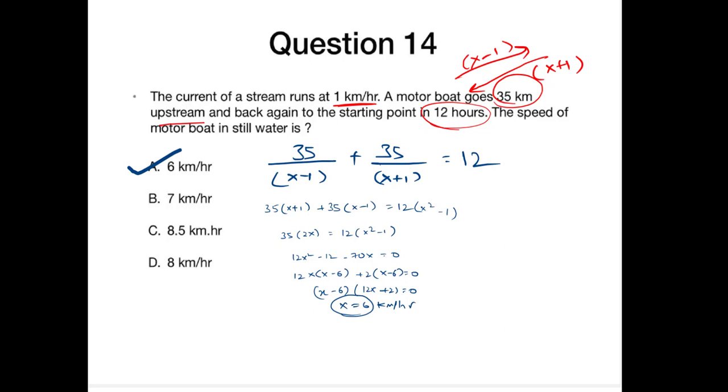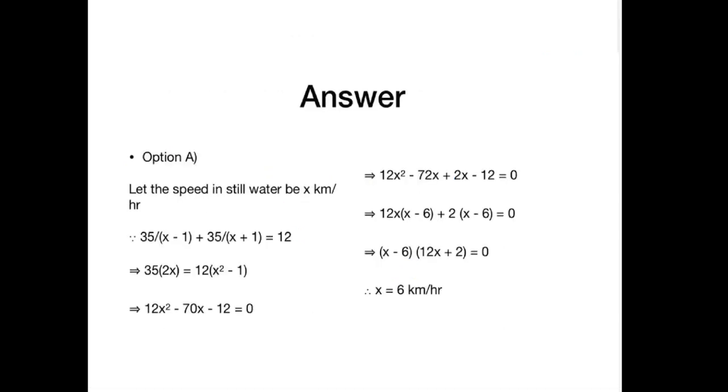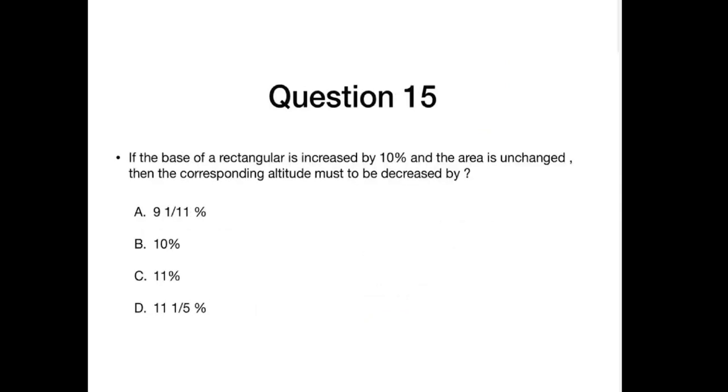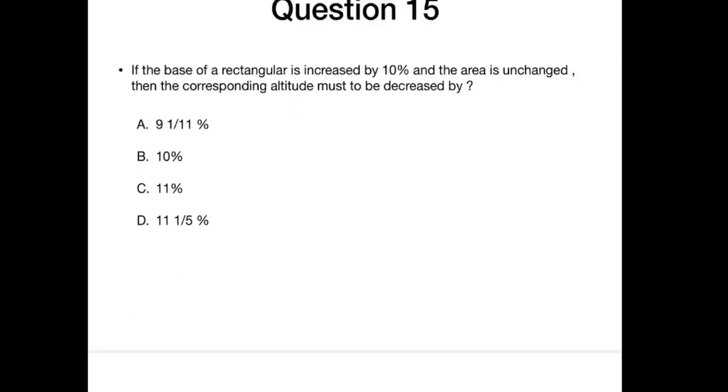So let us see the numerical way. This is how we're going to do it, so option A. Okay, let us see the next question. The next question is about base and height. The question they asked here is, if the base of a rectangle is increased by 10%, it's a percentage problem. This is the 15th and last model we are discussing today. When the area is unchanged, then the corresponding altitude must be decreased by how much.